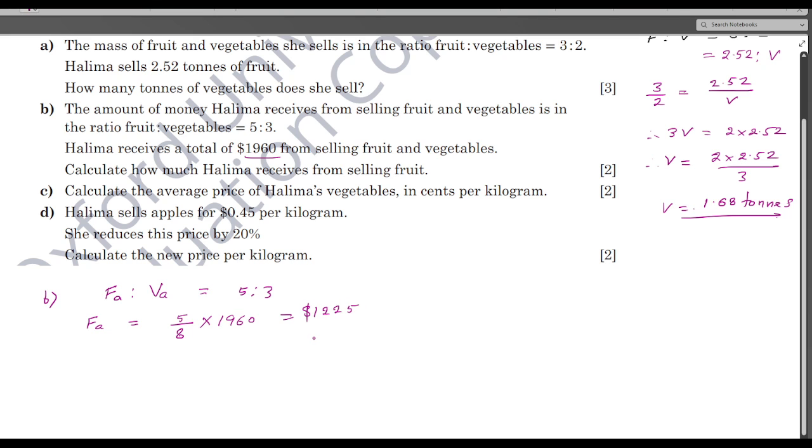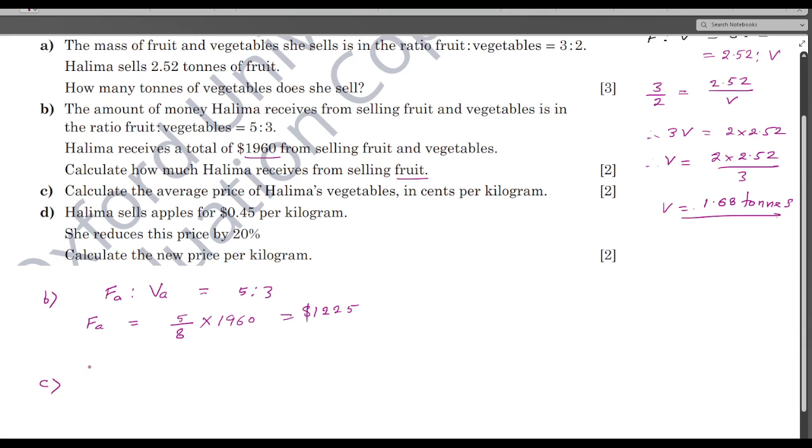1225. Okay, so calculate how much Halima received from selling fruit. She will receive $1225 from selling fruit. Part C: calculate the average price of Halima's vegetable in cents per kilogram. So your C part, calculate the average price of Halima's vegetable.